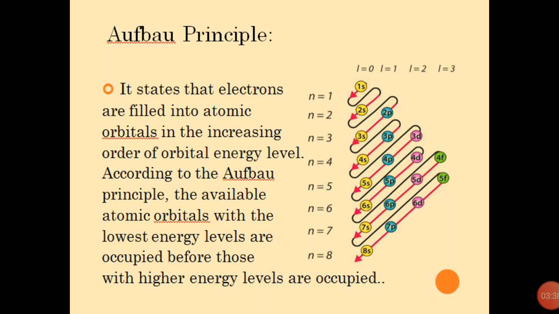Next one is the Aufbau principle. The Aufbau principle states that electrons are filled into atomic orbitals in the increasing order of orbital energy level. That means first we fill the electrons in the lower energy level, and only then do we fill the higher energy levels of the orbitals. For filling the electrons in energy levels, they are given in one energy diagram. We want to fill in this order.